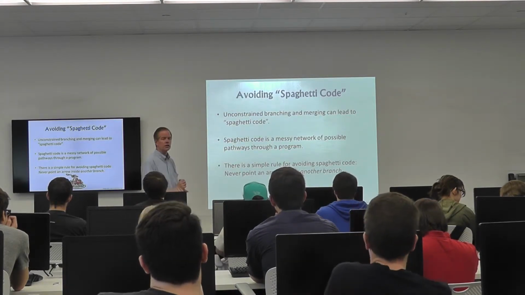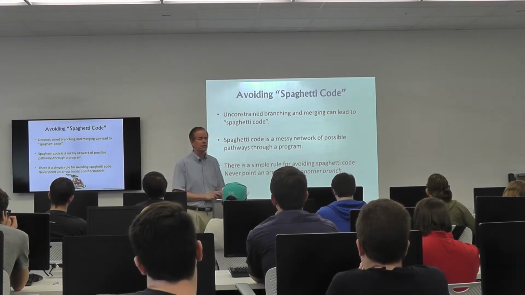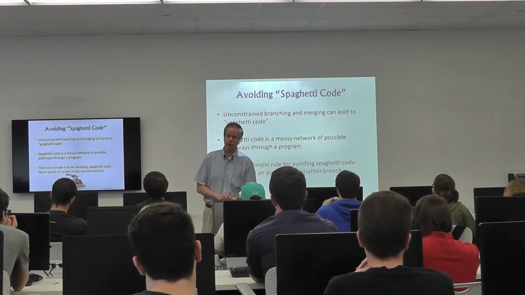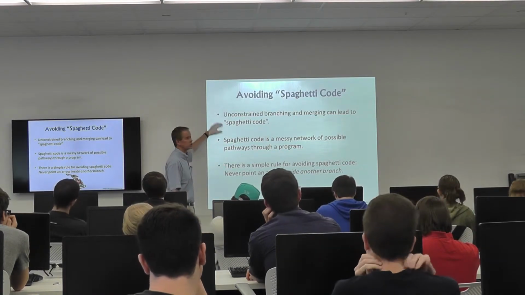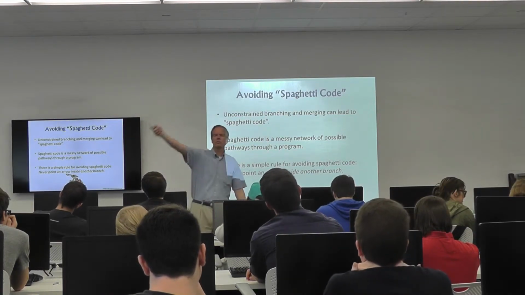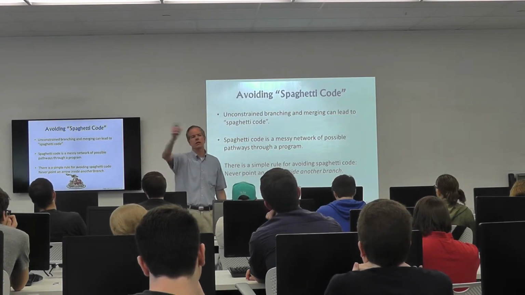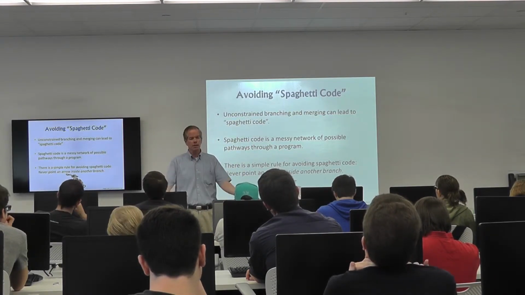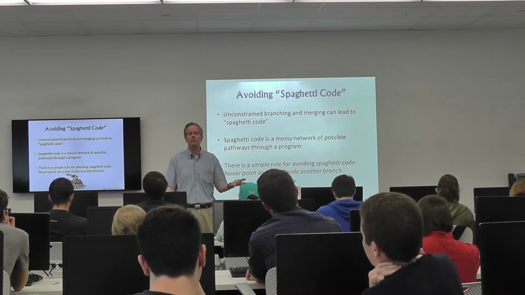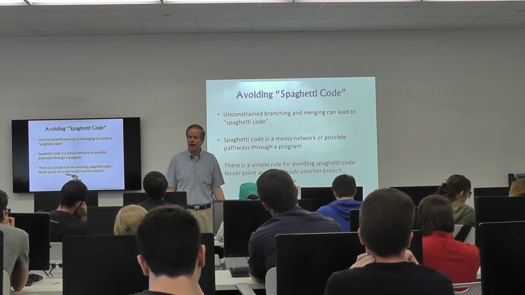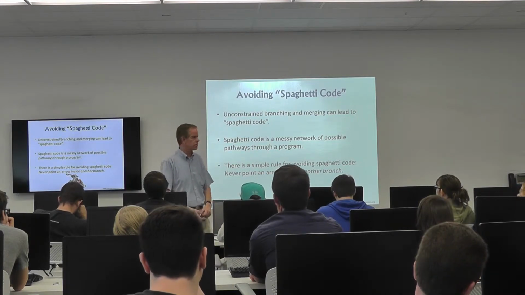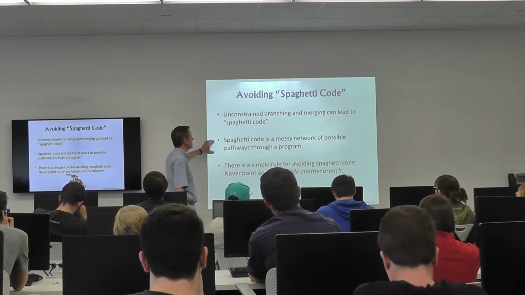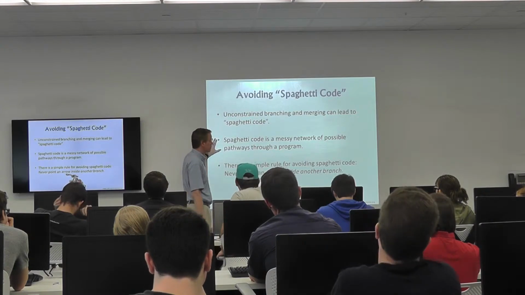Spaghetti code. Although spaghetti is a delicious and tasty dinner, spaghetti code is something you really don't want in your program. So let's talk about this. Unconstrained branching and merging. If your code's going from here to here to here to here, that's considered to be spaghetti code. Basically, spaghetti code is hard for somebody to interpret. What the heck is going on? It's hard to read. It's a messy network of possible pathways through a program.